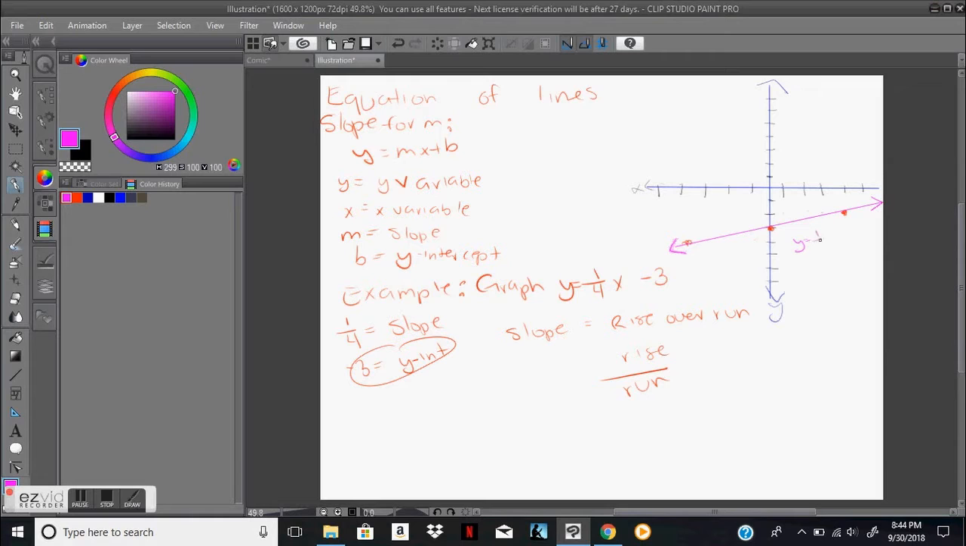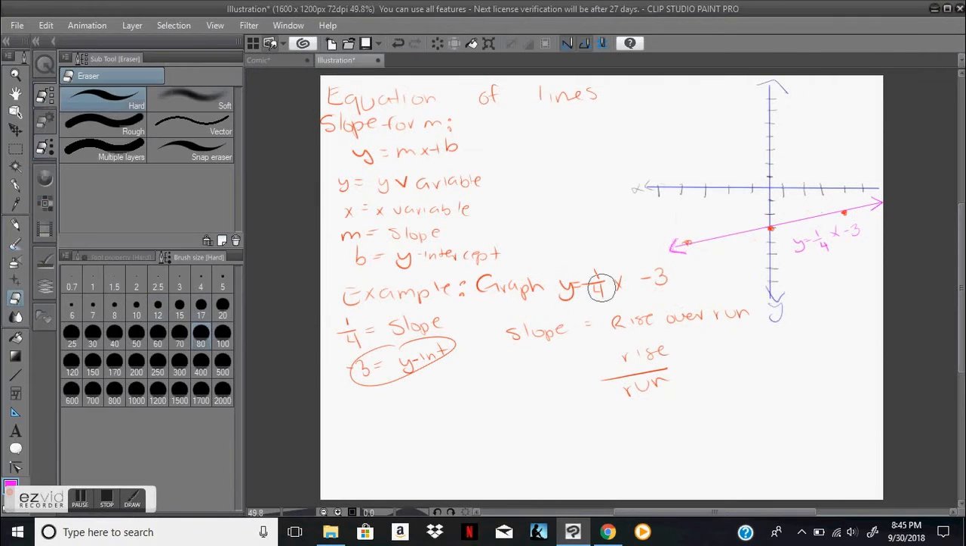Now we're going to label this line y equals 1/4 x minus 3. Now we're just going to erase this real quick and set up another example.